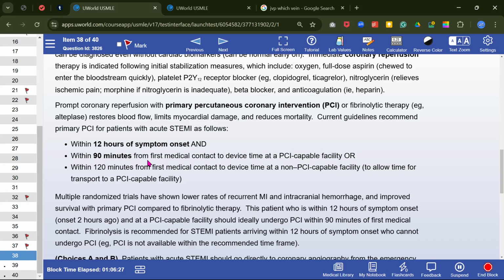And if that hospital is not Johns Hopkins, if it is a local hospital where there is no PCI-capable setting, because lots of hospitals do not have a PCI-capable facility, then you have to refer the patient to a nearby PCI-capable setting. That's why there needs to be some time for transportation of that patient. So that's why the time frame should be within 120 minutes. Got it? From first medical contact to the device.